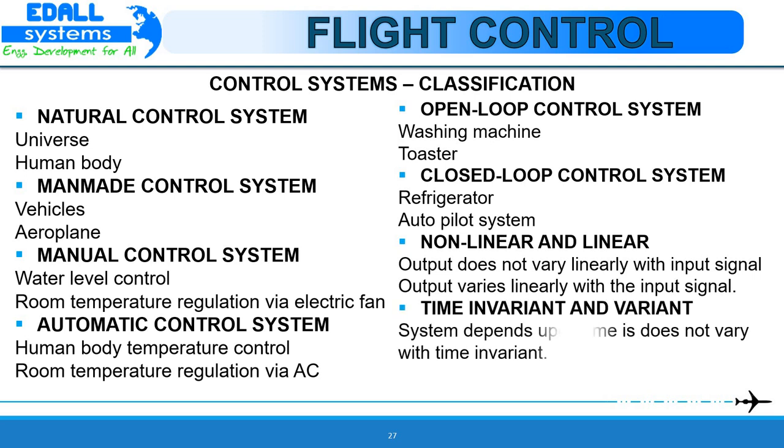Time invariant and time variant. If the input and the output are functions of time, but the parameters of the system are independent of time, which means they are not varying with time and are constant, then the system is said to be time invariant. On the other hand, time varying control systems are those in which the parameters of the system are varying with time. It does not depend on whether input and output are functions of time or not.